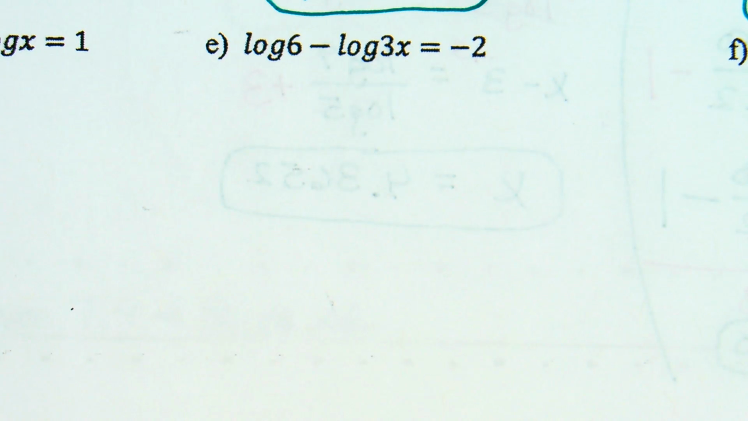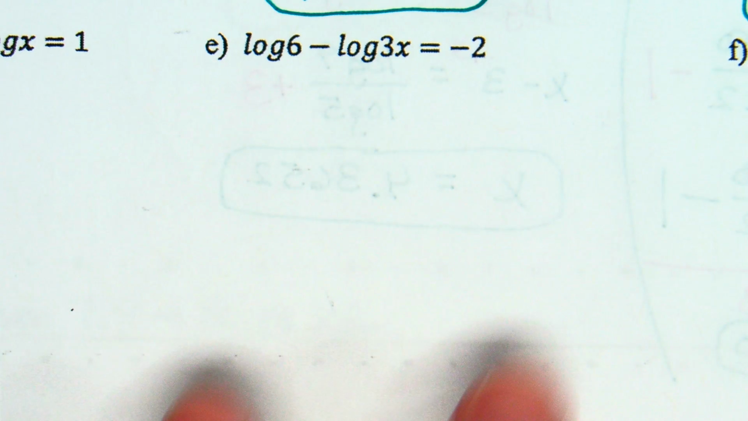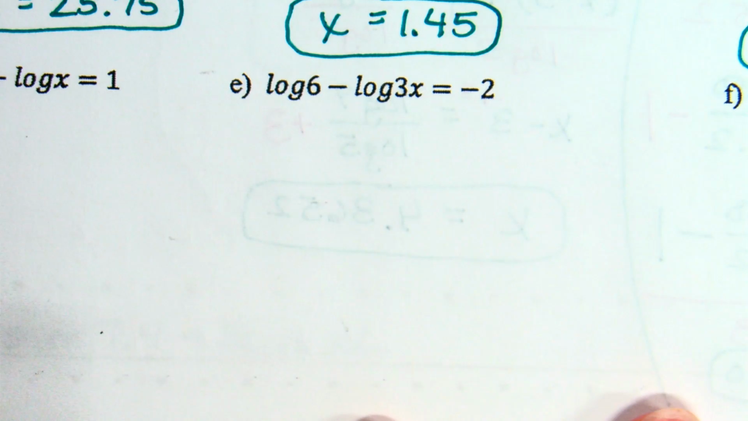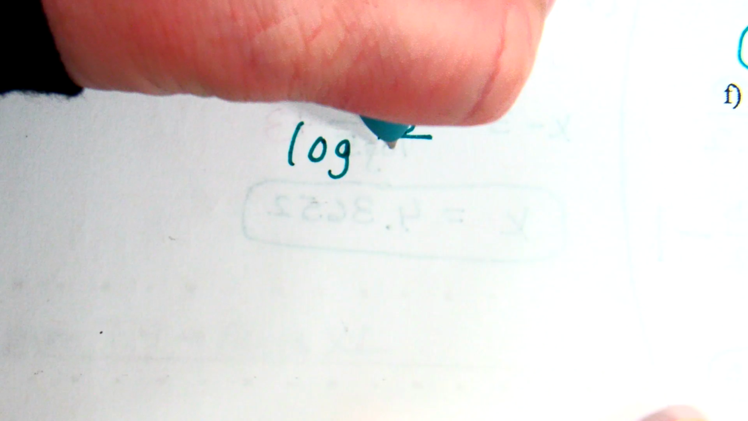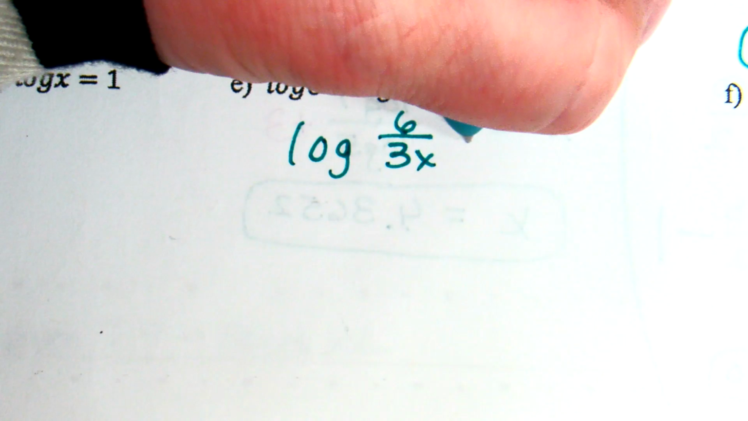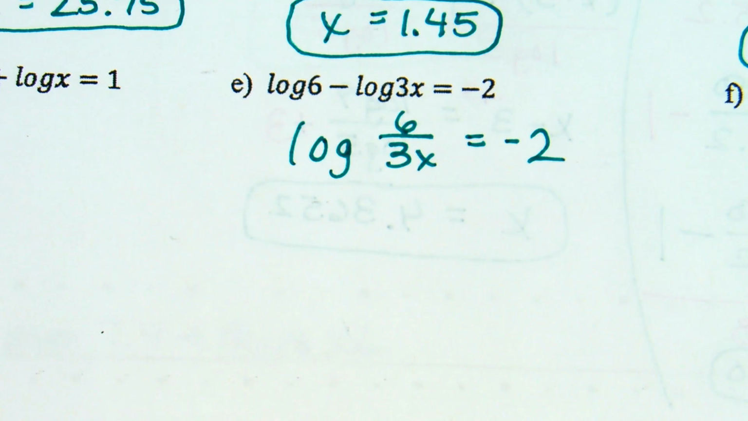So how can I rewrite log of 6 minus log of 3x? Log of 6 over 3x. Still equals negative 2. Okay. Yes? Do we just know to put the 6 on top because it comes first? Yes. Okay. When you're writing your division, the first one always comes on top. Okay. Yep. Okay. Now you guys take back over.